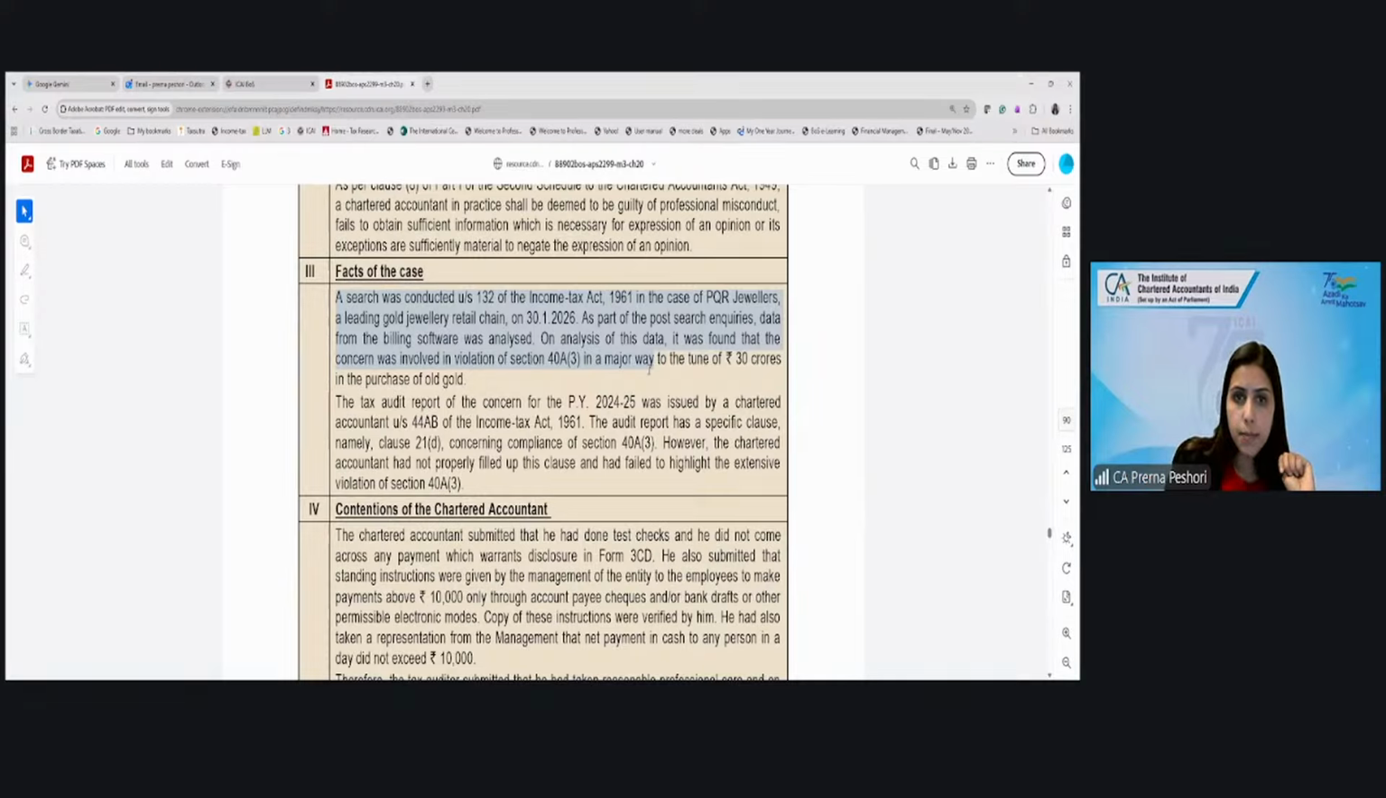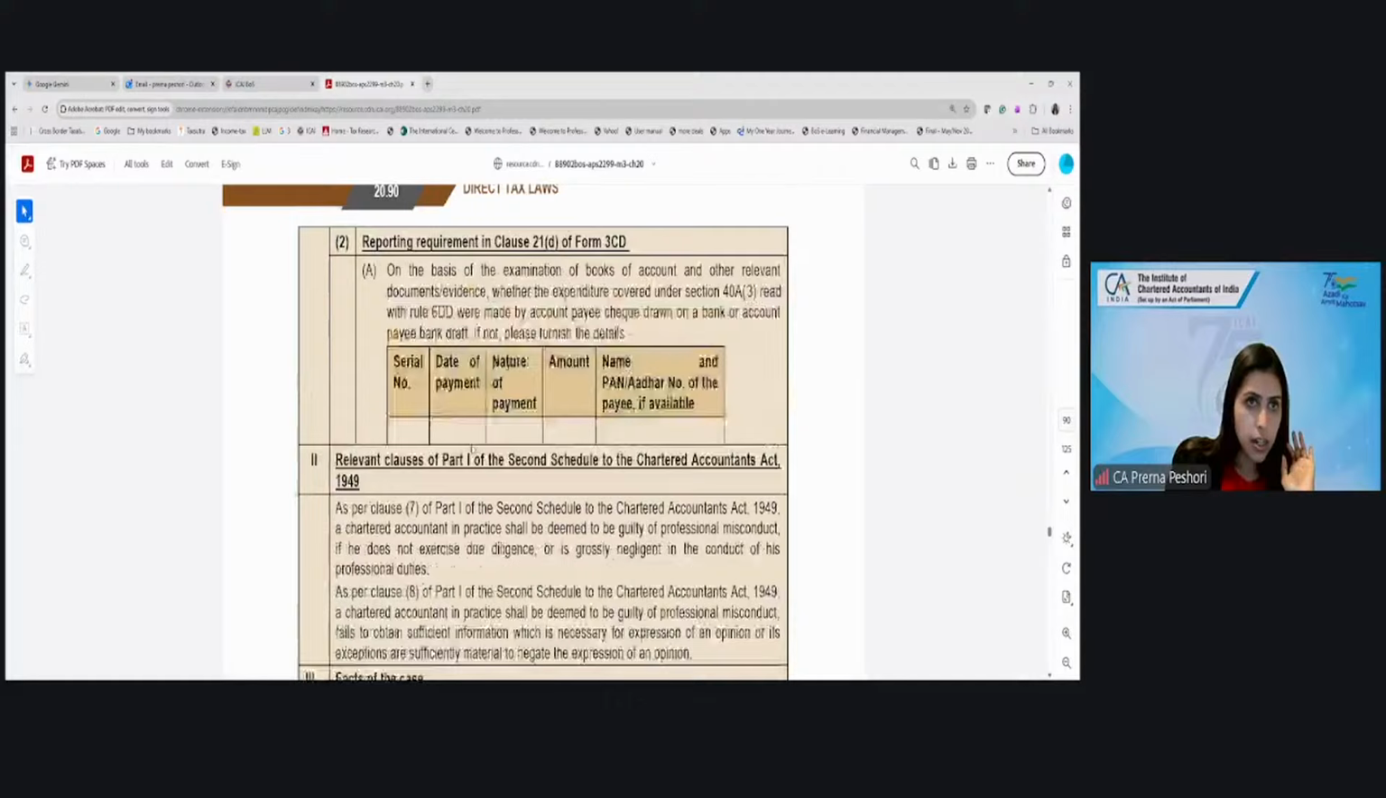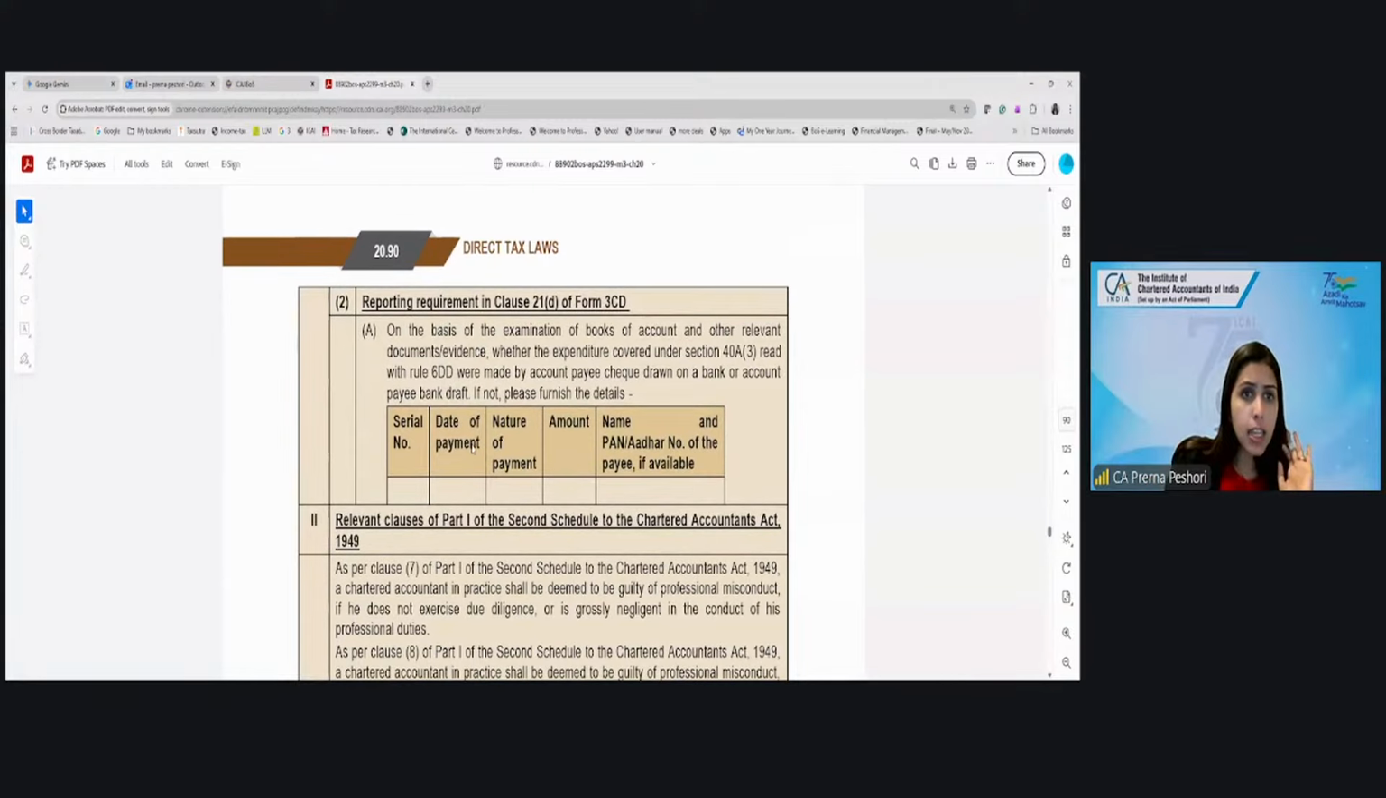What is 40A(3)? Payment in cash of more than 10,000. That's right. So, the tax audit report of the concern was issued by a CA. The audit report has a specific clause 21(d) with respect to 40A(3). However, the CA had not properly filled up this clause and had failed to highlight the extensive violation of 40A(3). Right? So, what is 21(d) asking about?